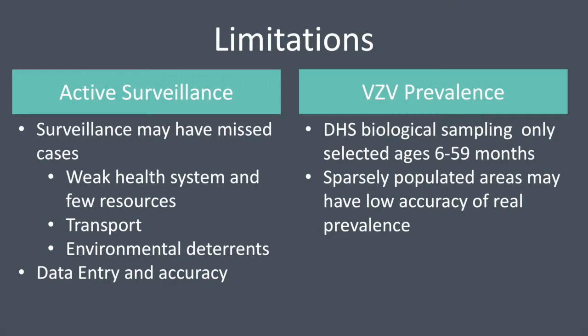There were quite a few limitations of this study. Surveillance may have missed cases, particularly because a lot of cases are isolated primary cases that were exposed to an animal and have not passed on the infection to other humans. So those cases are easily missed. Additionally, with weak health systems and few resources, people didn't really have the time to go to a village every day to monitor new cases, and so there are probably quite a few missed cases.